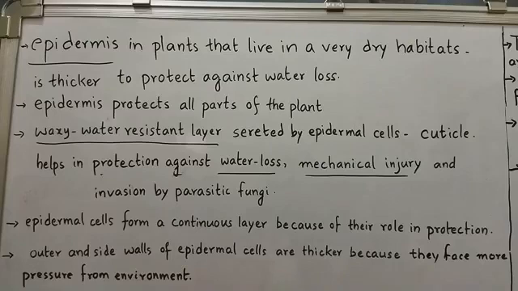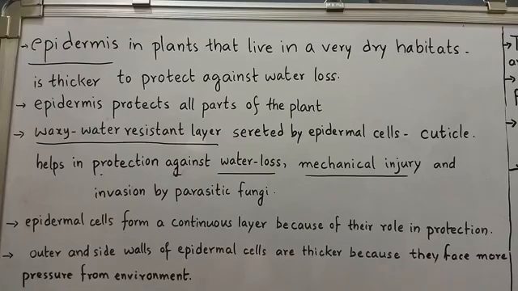Epidermal cells form a continuous layer because of their role in protection. We have already discussed the structural points of epidermis. In that, we have discussed that the epidermal cells form a continuous layer without intercellular spaces. If intercellular spaces are there, many things can enter through them. If they are not there, the epidermis can be a continuous layer so that it can play its role of protection efficiently.